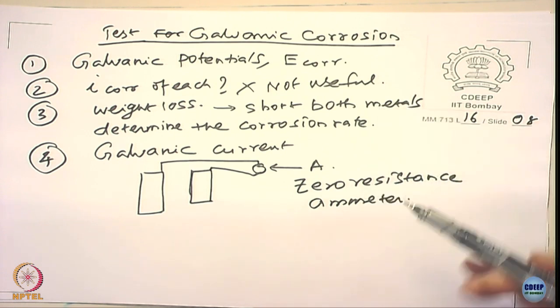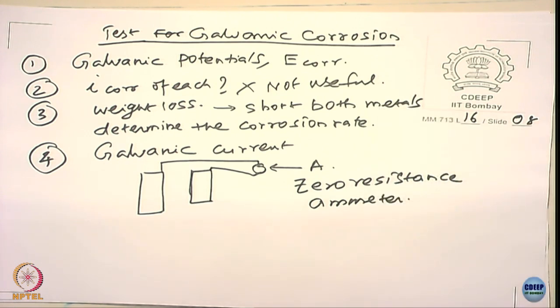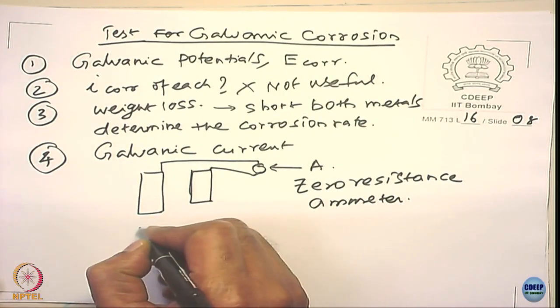But these two techniques suffer one problem. What is the problem? The galvanic corrosion rate depends on what? It depends only on two different metals, or does it depend on anything more? Is there anything more that will affect the corrosion rate of the active metal? Environment is known, that is given to you. Area is going to change, right? If you change the area, then the rate of attack of the anode is going to be different, right?